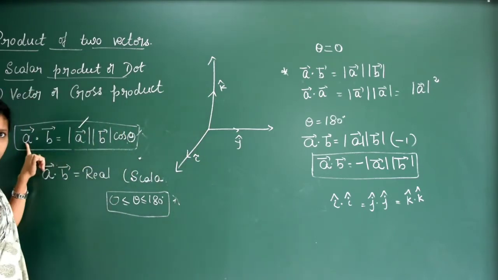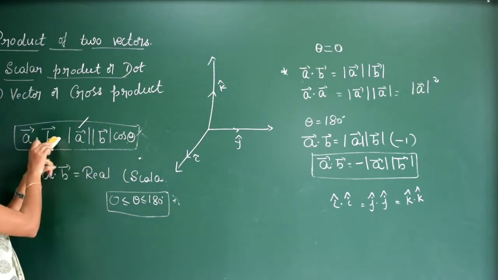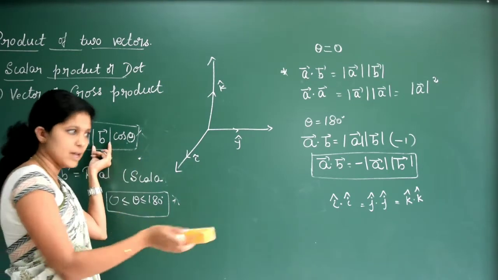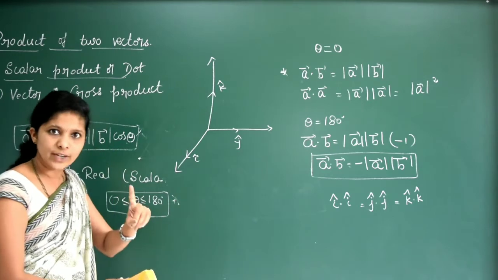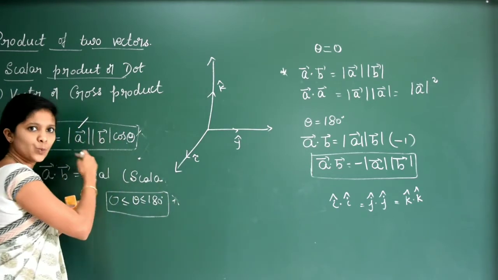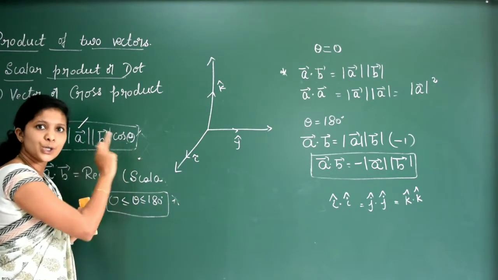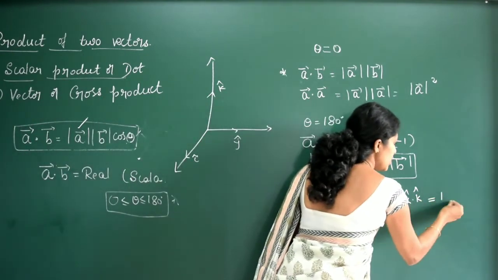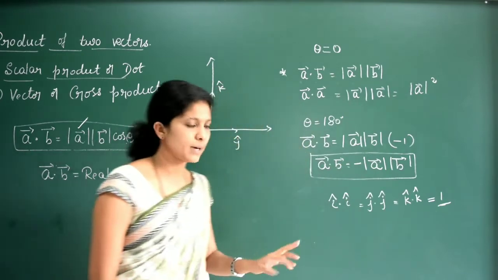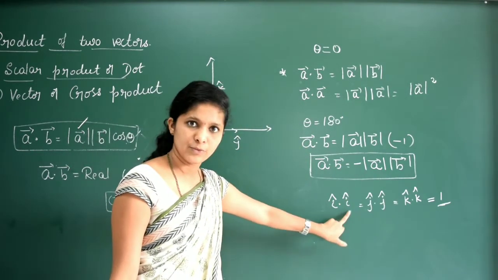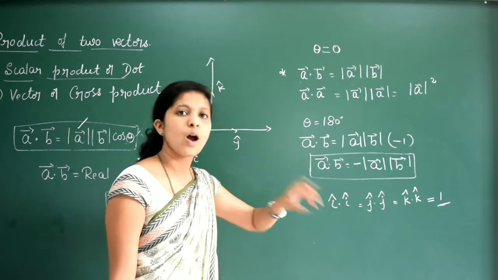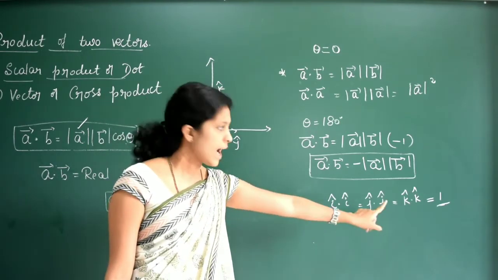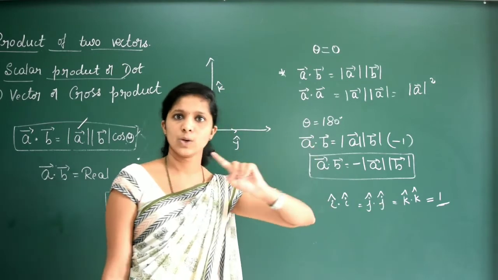So here you can see, directly you can write I cap dot I cap will be magnitude of I cap into magnitude of I cap. I cap is a unit vector, right? Magnitude will be equal to 1 and here cos 0 will be equal to 1. So I cap dot I cap will be equal to 1. Is it clear? Remember, the dot product of a unit vector with itself is always equal to 1. J cap with J cap is equal to 1 and K cap dot K cap is also equal to 1.